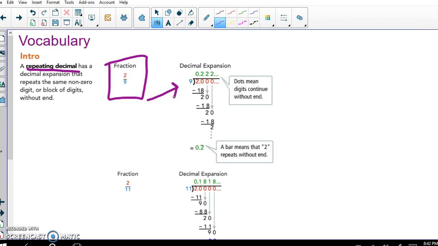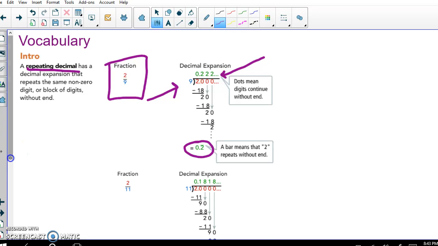2 divided by 9. 9 will go into not just the 2, but into 20 twice, and 9 times 2 is 18. We subtract and bring down our 0, and we can see the repeating pattern starting to develop. The dot dot dot means the digits continue without end, so this pattern of 2, 2, 2 goes on forever. To write that more simply, we use a repeating bar. The bar over the 2 means that the 2 repeats without ever ending. So this is 0.2 repeating, on to infinity.